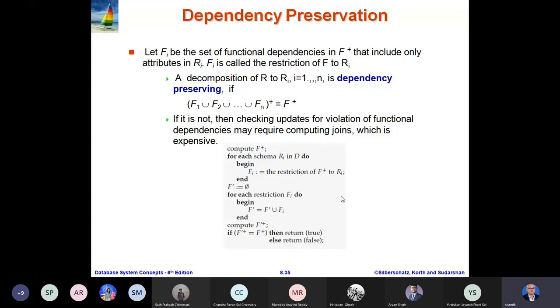What we are doing is that by taking them on single relations, we know that if they are all holding, and the closure of their union is the same as the closure of the original set F, then we are done. It means that by checking these Fis on individual relations Ris, we are guaranteeing that the original FDs in F plus are also going to hold. And this is the same thing that we are doing. Okay.